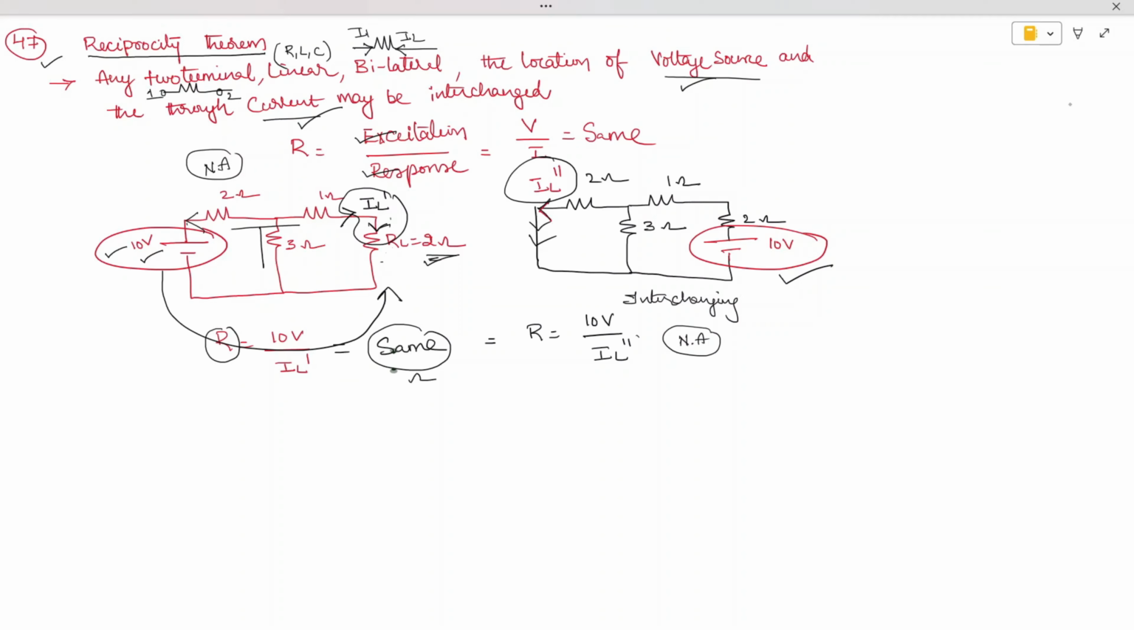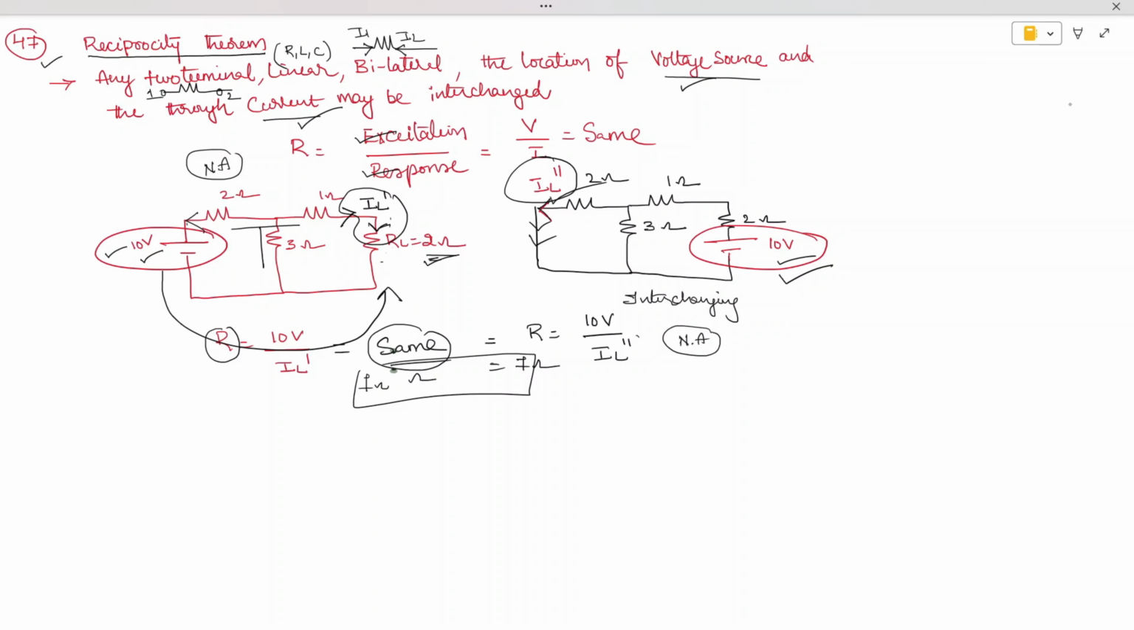Previously the voltage source was there. Now it has been removed and shifted to here, and we have to find the current IL dash. Therefore this also will give 10 volts by IL dash. When you solve this type of problem, you can understand what the through current is. If you do it, you will get this RS as 7 ohms. So this is the procedure. If you want to see this problem solved, you can watch the next video. So 10 volts by IL dash I will get as 7 ohms, and the same 10 volts by IL dash I will also get as 7 ohms.